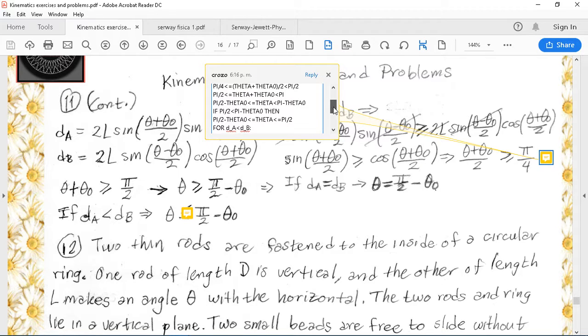Now, if pi minus theta 0 is greater than pi halves, then we have to substitute pi minus theta 0 with pi halves, since theta will only reach up to pi halves. So in that case, theta is greater than or equal to pi halves minus theta 0, but less than or equal to pi halves.